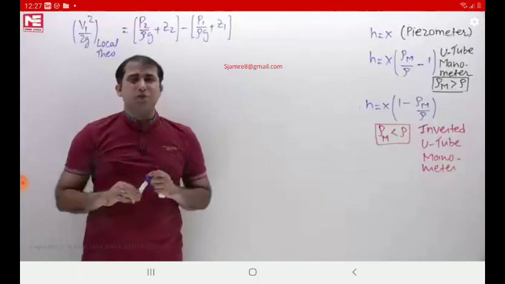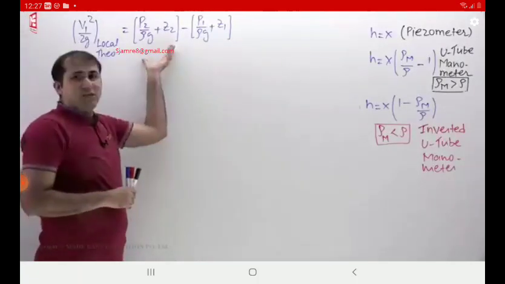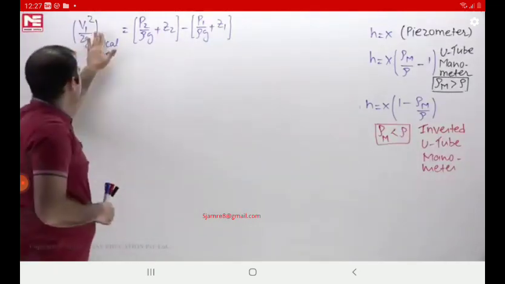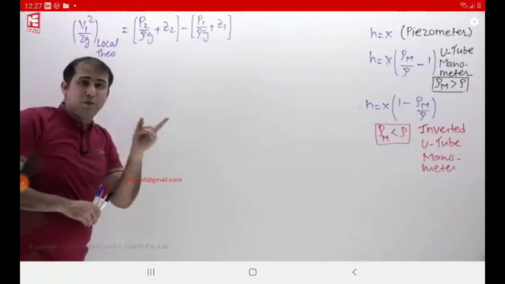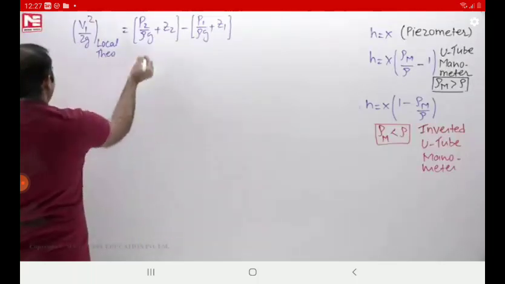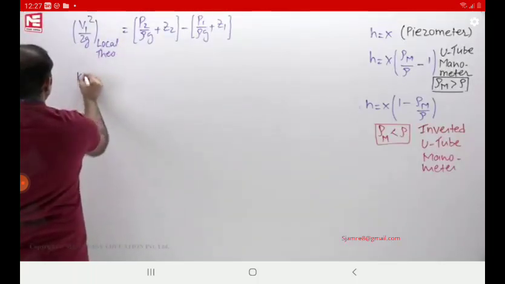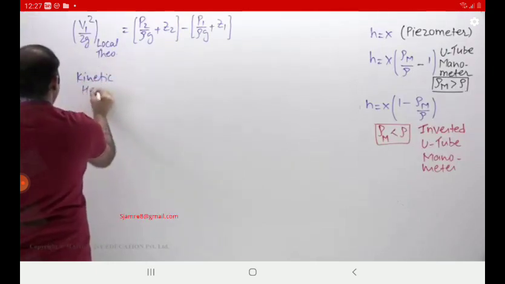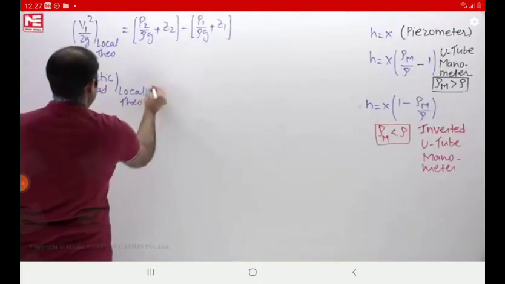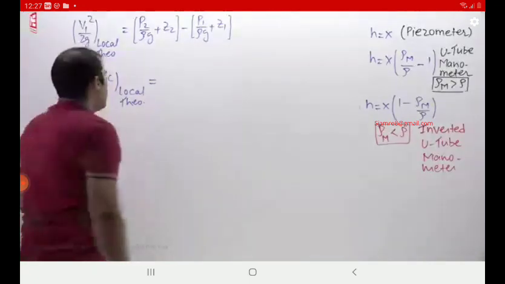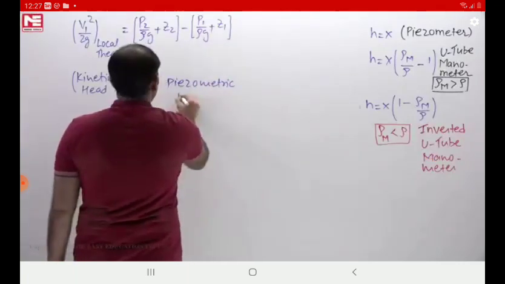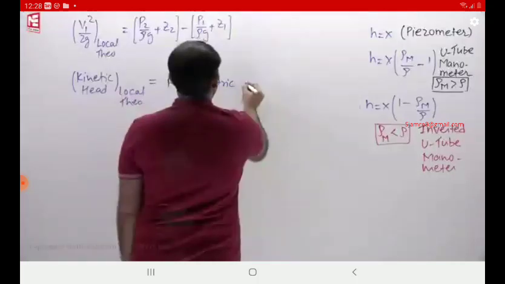For information, this is the piezometric head, and this is also the piezometric head. So this is the kinetic head. The discussion was at the local point and theoretical. So whatever we have seen, the kinetic head, local theoretical, is equal to the piezometric head minus the piezometric head.